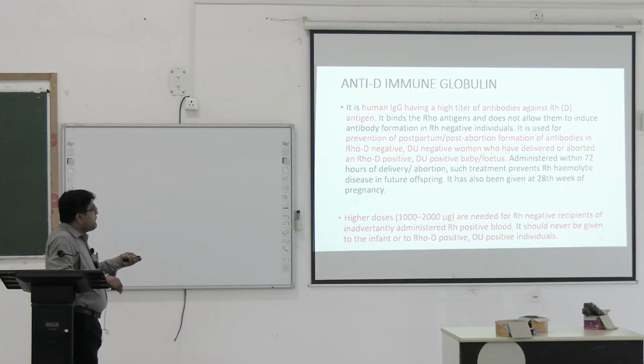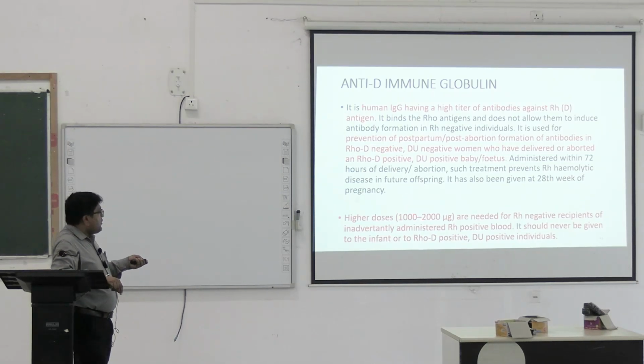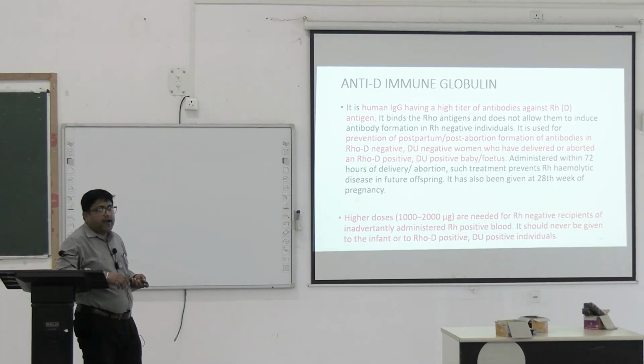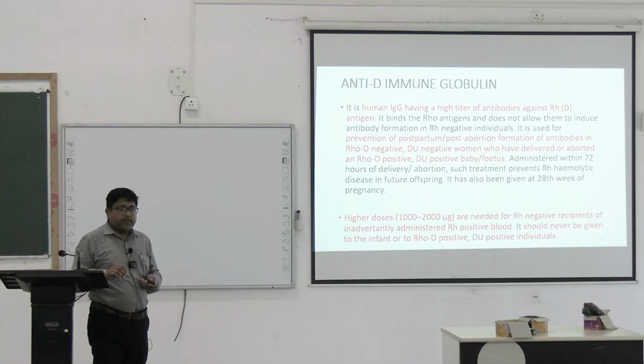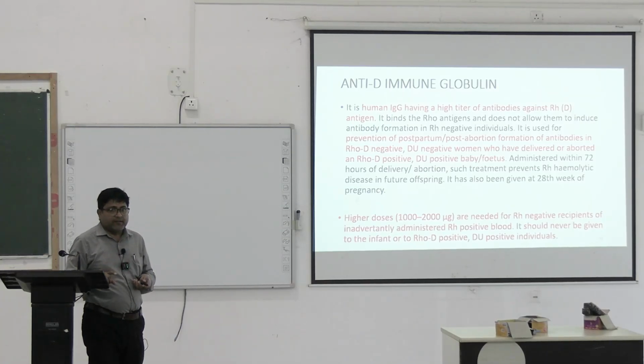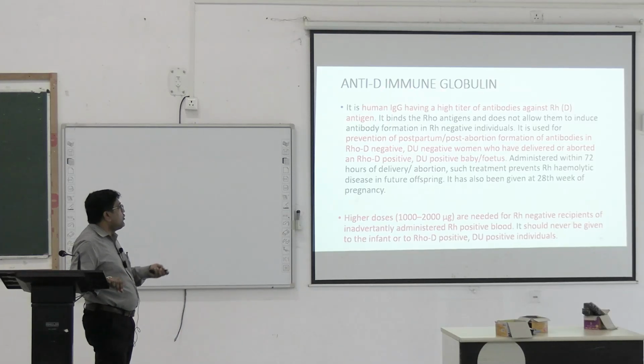It is also given at the 28th week of pregnancy. Higher doses are needed for Rh negative recipients of blood who have been inadvertently administered Rh positive blood. If an Rh negative individual is given Rh positive blood, that can lead to serious reactions, and that can be overcome by the use of a higher dose of anti-D immune globulin.